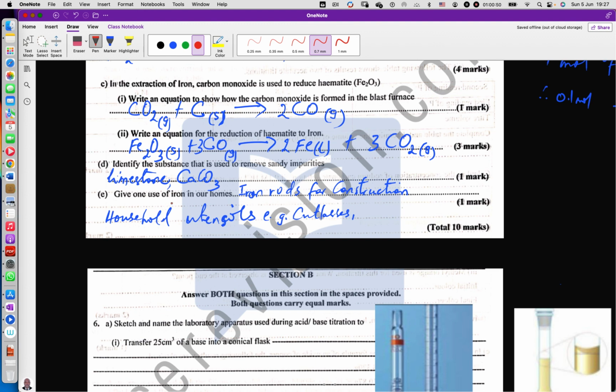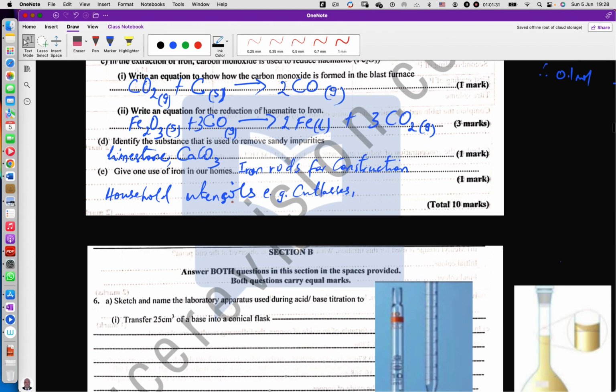Okay, give one use of iron in our homes. Iron is widely used at home. For instance, it is used in construction. It is used as iron rods for the construction of our homes. It is also used for household utensils, for instance, cutlasses.